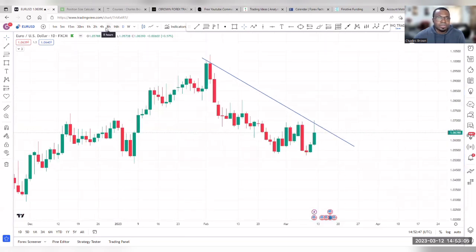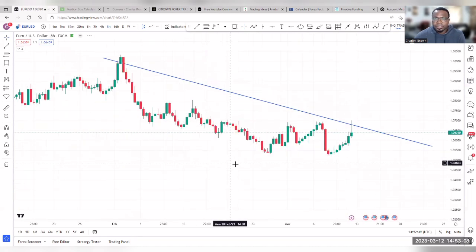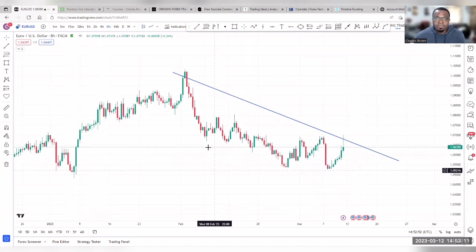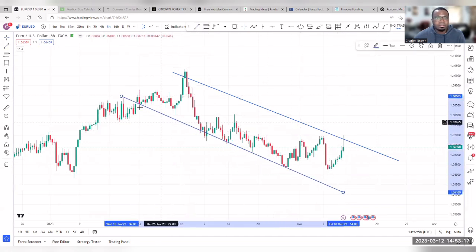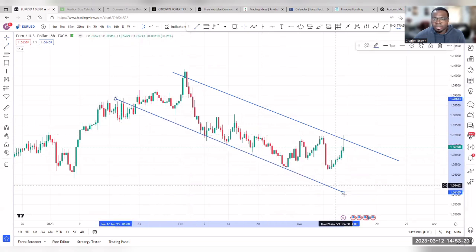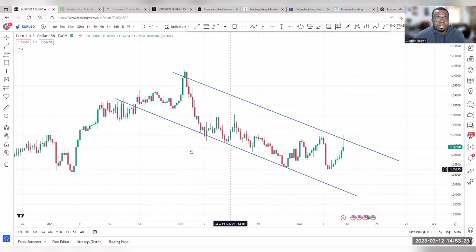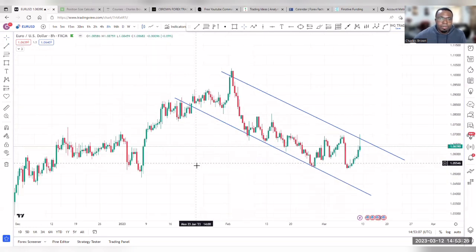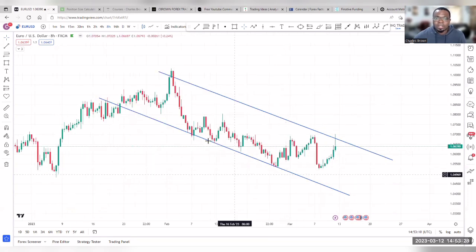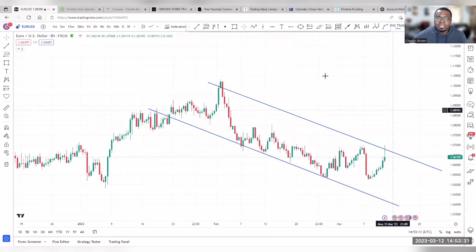Now, if we go down to the 8 hour time frame, we'll see that there's a channel the market has created. You can see there's a channel that we can use to look at what the market is doing. The market has been trading within a channel, but creating lower highs and lower lows. Let me just show you quickly: lower lows, lower high, lower lows, then another lower high, lower lows, lower high, lower lows.